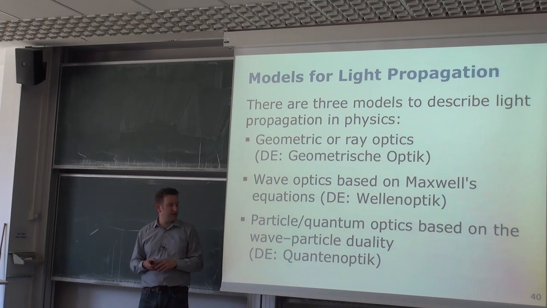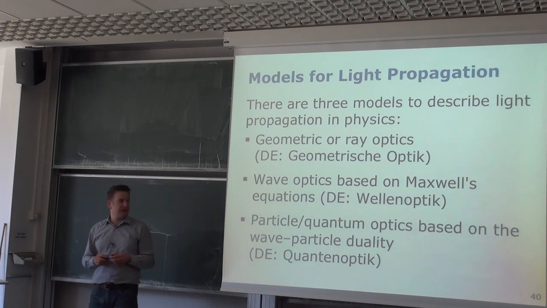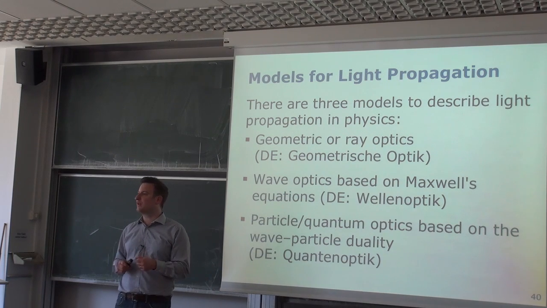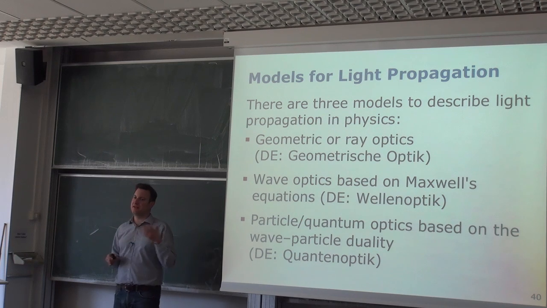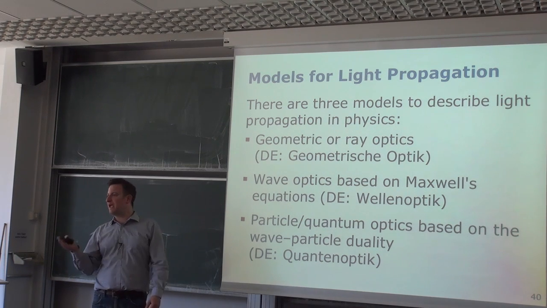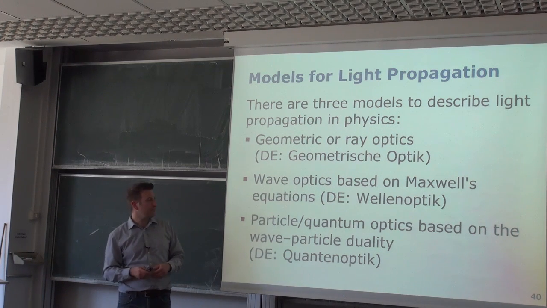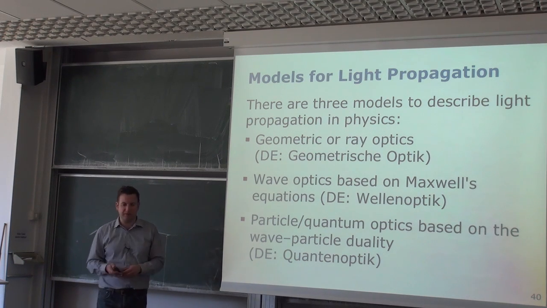And the last one is called quantum optics or particle optics, or Quantenoptik, which is based on the idea that there's a so-called wave-particle duality of light. In some situations, the light behaves like a wave, and in some situations, it behaves like a particle, although some other effects can only be described as a wave or as a particle. And this is a part, or a subfield, of quantum mechanics.